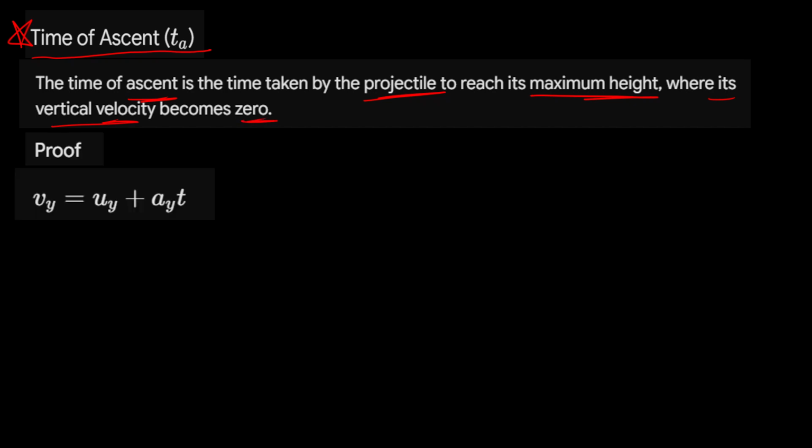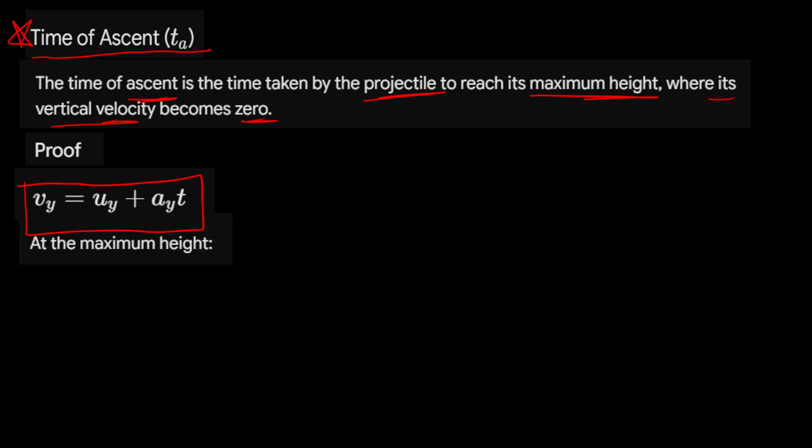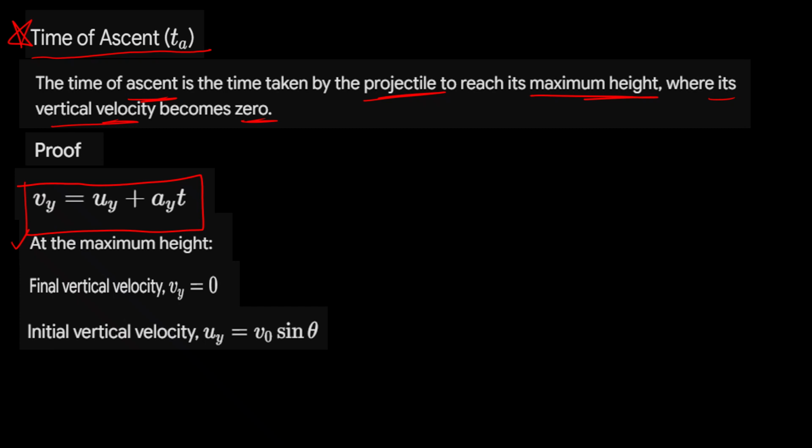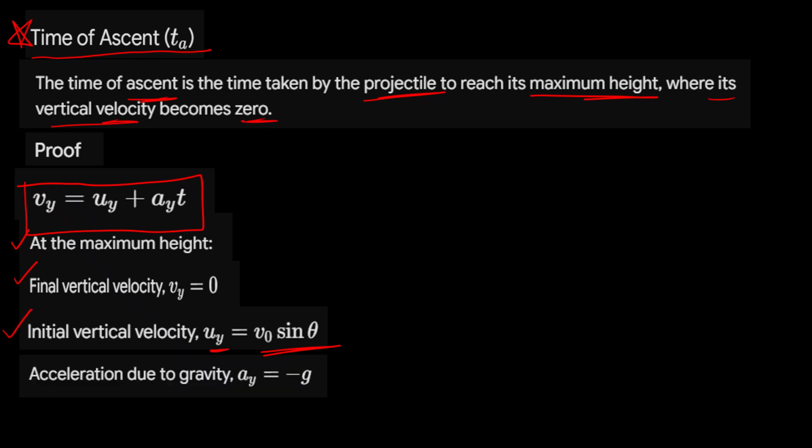We use the kinematic equation, Vy equals Uy plus Ay times t. At the maximum height, the final vertical velocity, Vy, is equal to 0. The initial vertical velocity, Uy, is equal to V0 sine theta. The acceleration due to gravity, Ay, is equal to negative g. And finally, the time taken, t, is equal to Ta.